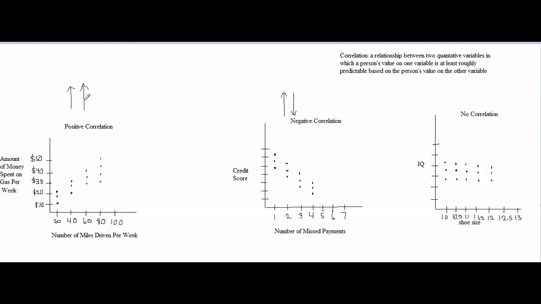Let's think of an example that might be a weak positive correlation. What if we were recording income and account balance? We were recording how much money people make per year and how much money they have in the bank.